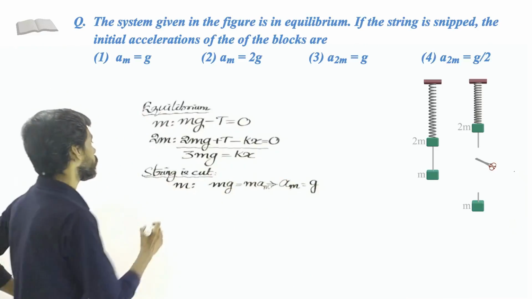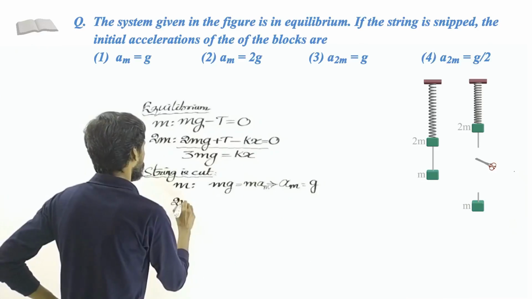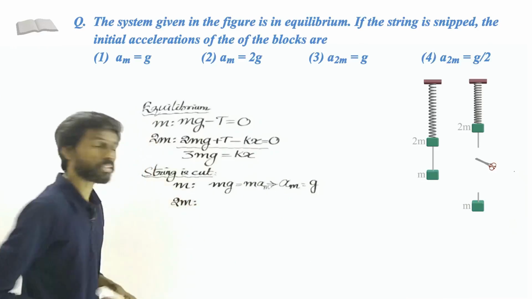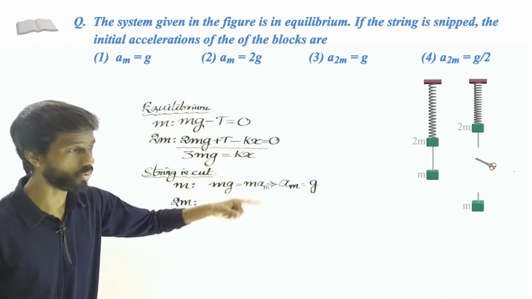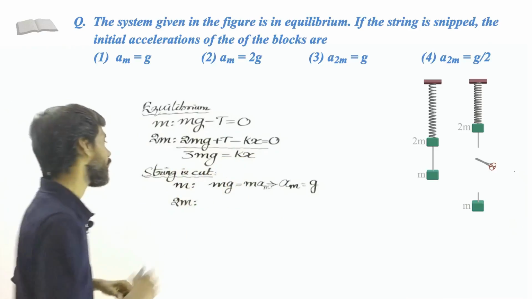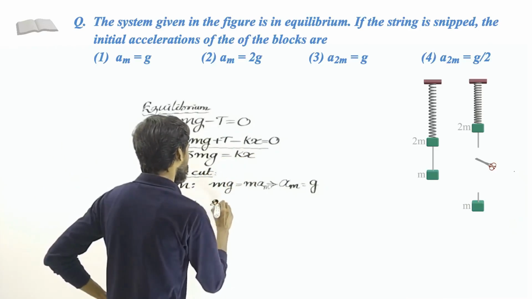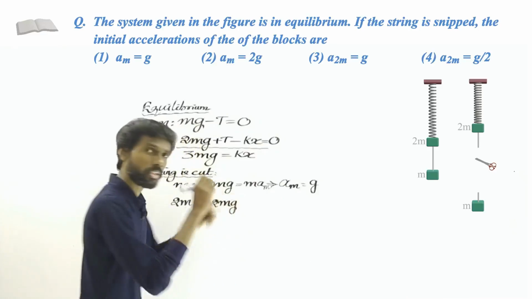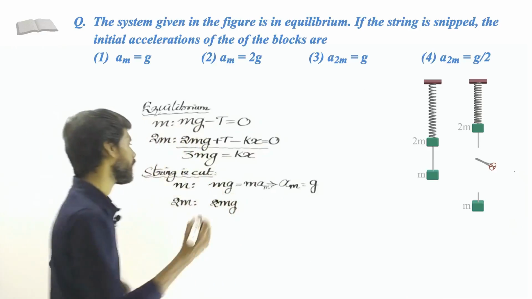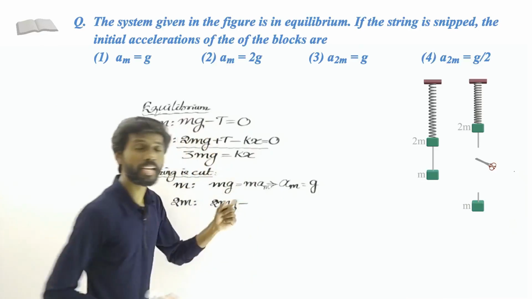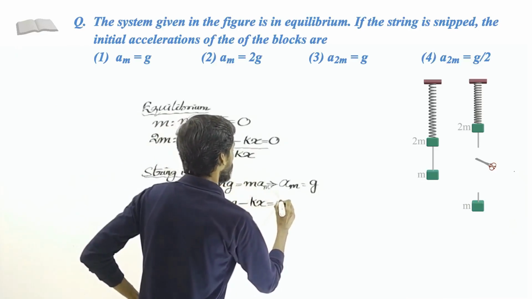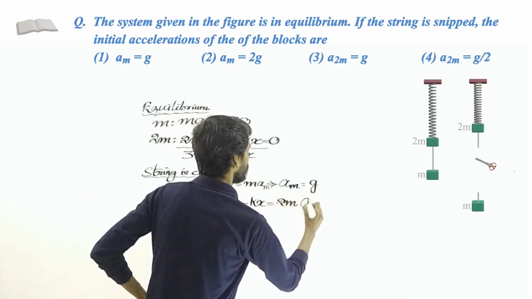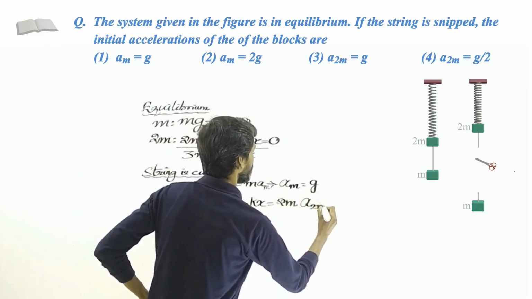What about the other block, 2m? What are the forces acting on this block now? Again, the tension due to the string is 0. The gravitational force is 2mg in the downward direction. Then kx due to the spring in the upward direction, so 2mg minus kx equals mass, which is 2m, multiplied by the acceleration, which we write as a_2m.